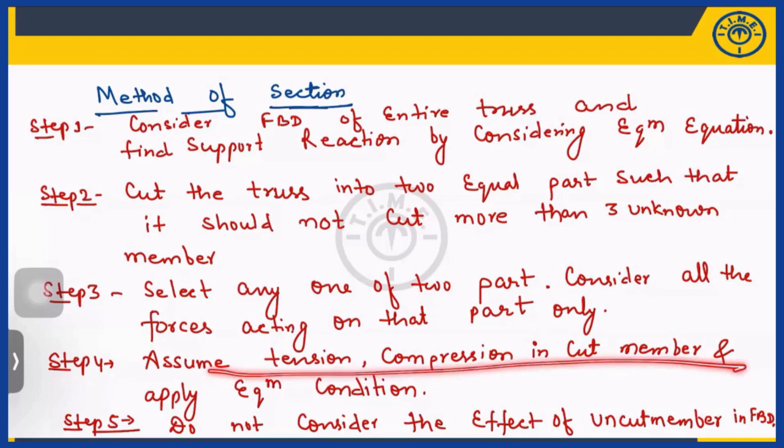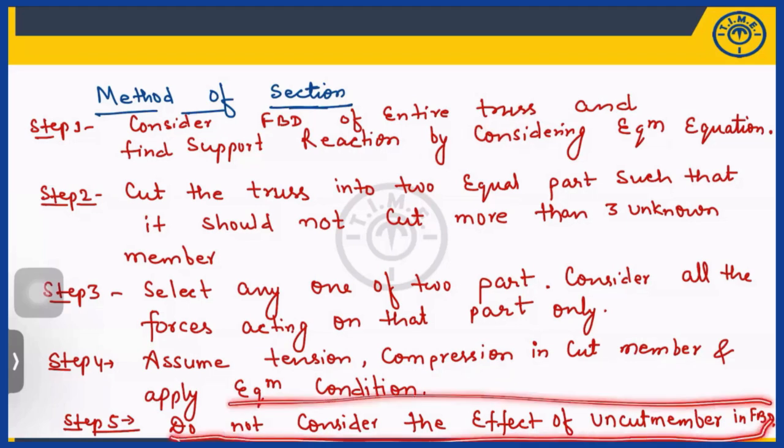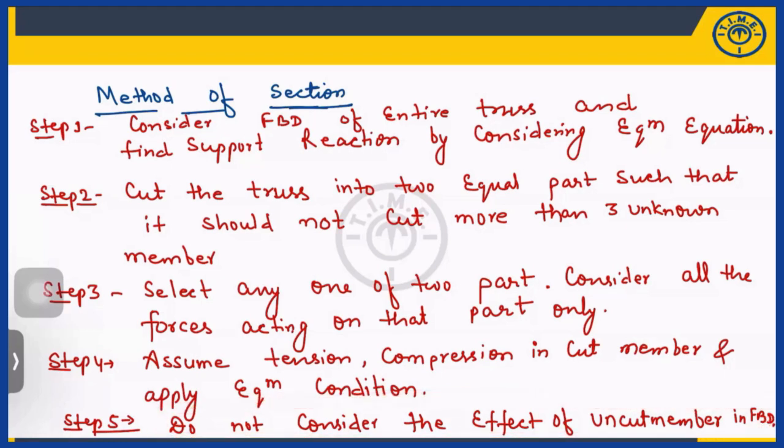Then assume tension or compression in the cut member. That means, whatever the force acting on the member, either it is tensile or compressive. Now the last step is, do not consider the effect of the uncut members. Whatever members you are not cutting, you do not consider them while calculating the forces. Okay, once I discuss one problem, then you will understand.